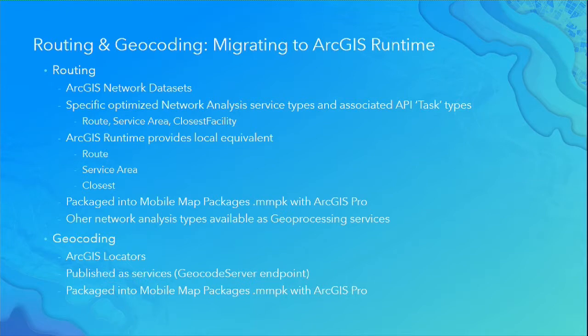And then geocoding, essentially similar idea. It's reusing the ArcGIS locators that you already have. They can be published as a geocode server endpoint, obviously, so we can support geocoding against services, but also they can be packaged into mobile map packages with ArcGIS Pro to use in an offline disconnected environment.